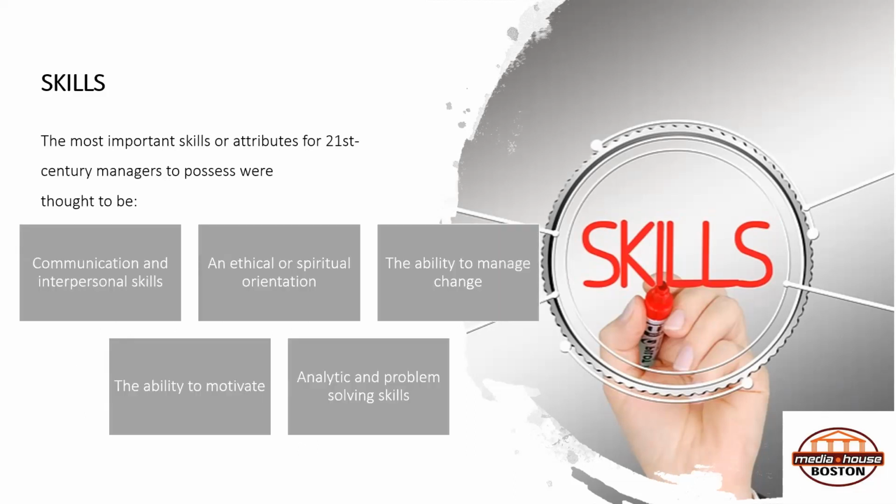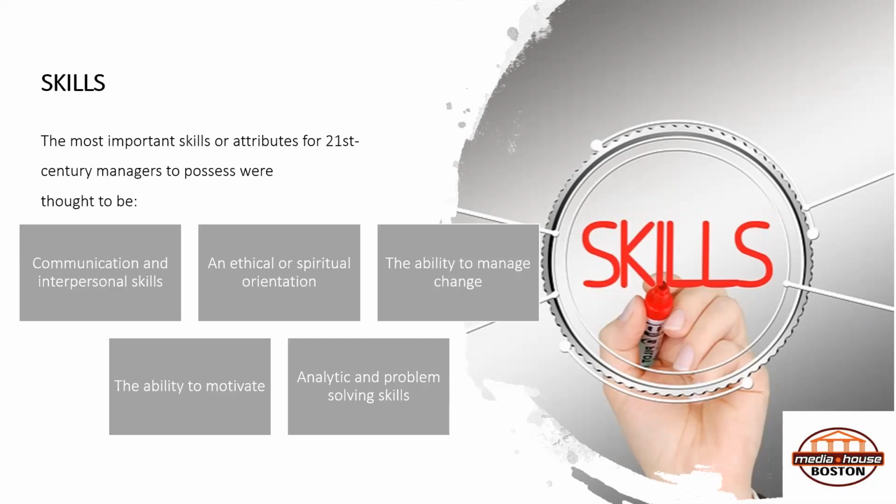The most important skills that we need are communication and interpersonal skills, and we're going to be looking at interpersonal skills in the next chapter next week. We also need to have an ethical or spiritual orientation. This is with the fact that we need to possess the skills to act ethically in the workplace. We need to be able to adapt to change management and any changes that may happen in the workplace. And that adaptability. You need to be able to motivate yourself and others, and you need to be able to solve problems within the workplace.